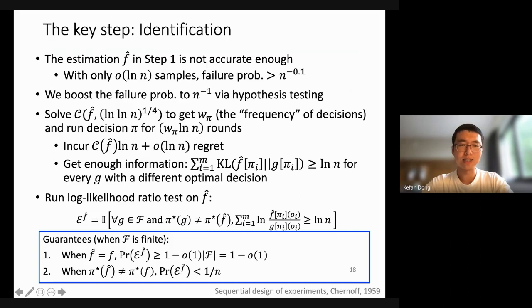Now, the second guarantee is that if our estimation is way off, in the sense that it has a different optimal decision than the true instance, then we will reject this estimation with very high confidence. So the probability that a wrong estimation passes the test is upper bounded by 1 over n.